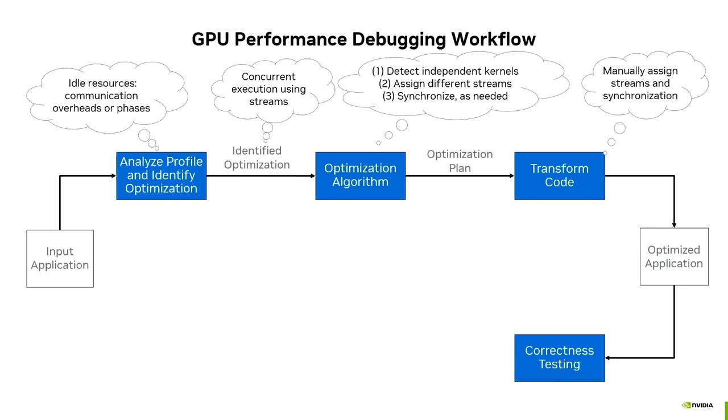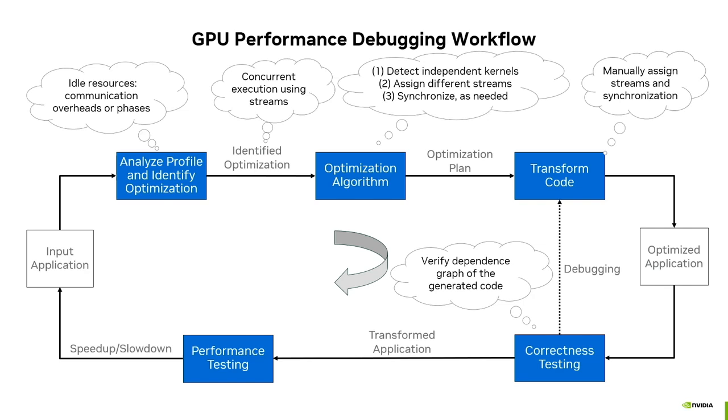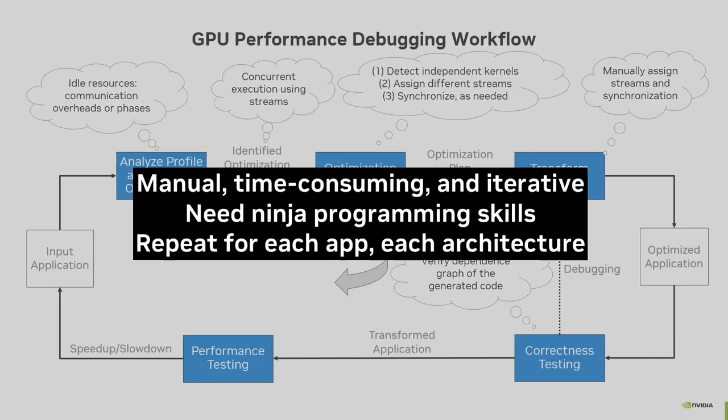But that's not the end. We will do some correctness testing, and in this case, you verify that the transformed code has the same dependencies as you want it to have after it is done, and this debugging loop goes on. And then afterwards, you do the performance testing, and if you think your bottlenecks are relieved, you're good. Otherwise, you go back and then probably try a different optimization or reapply this transformation, right? And in this process, as I was saying, the baseline today is somewhat manual. You need a lot of expertise, ninja programming skills to even understand the optimizations and apply them.